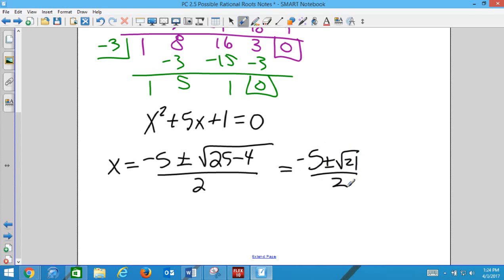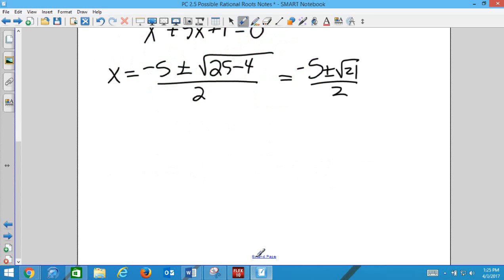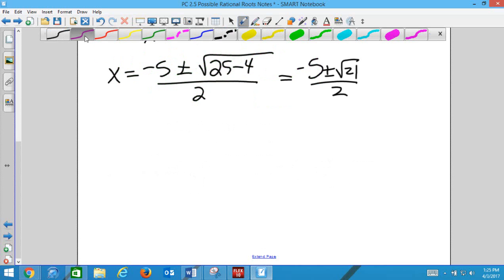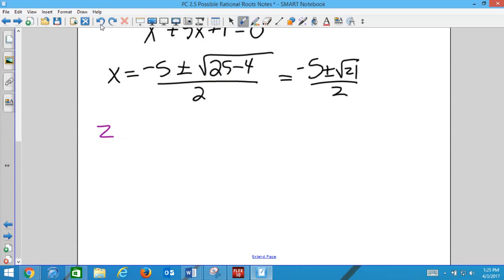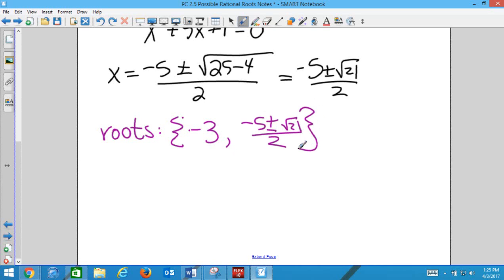I used my quadratic formula, and I got -5 plus or minus square root 21 over 2. So my zeros are my roots. They're called roots on this homework assignment, but it's all the same stuff. My roots, we've got -3, and then we've got the -5 plus or minus square root 21 over 2. So right there I have 3 roots. There's really 4 because there's multiplicity. So I'm not going to write -3 twice.